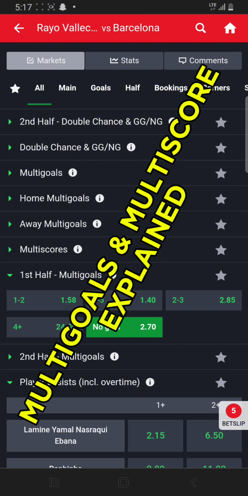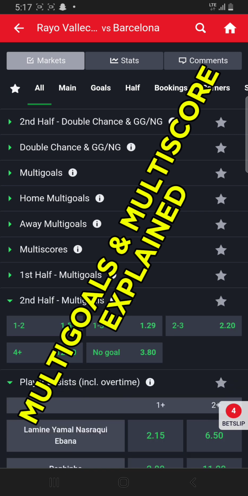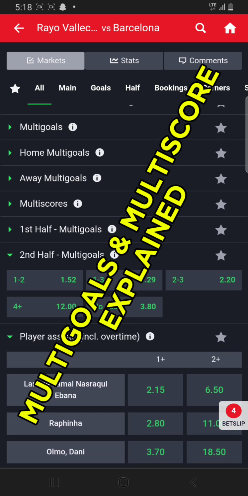The match is going to end on a 0-0 outcome in the first half. That is a first half multi-goals. And when we talk about second half multi-goals, guys, it is just as we explained the first half multi-goals: the numbers of goals that will be scored in regular time after half time, from the 46th minute of the gameplay to the 90th minute.